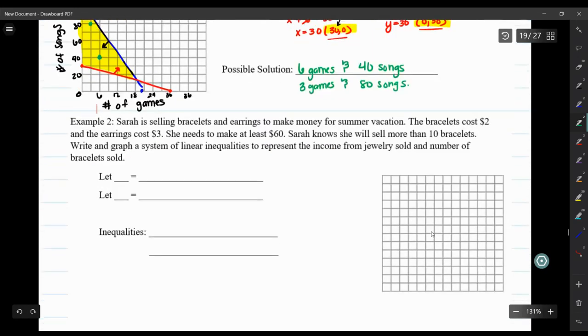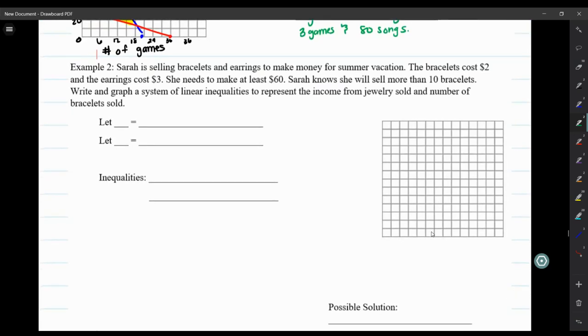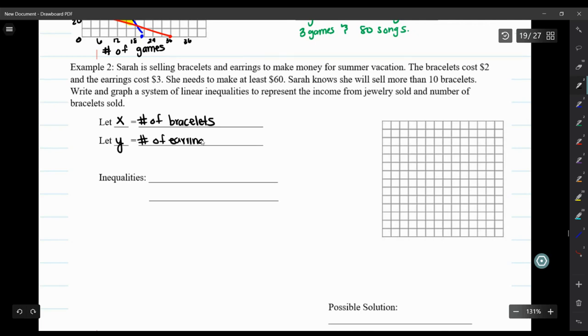So I want you to try example 2 on your own. I'm going to give you your variables. That way our graphs will look the same, because if you use different variables, your graph will look different. So I'm going to make X the number of bracelets she sold. And I'm going to make Y the number of earrings she sold. Now try to see if you can get the graph and some possible solutions.